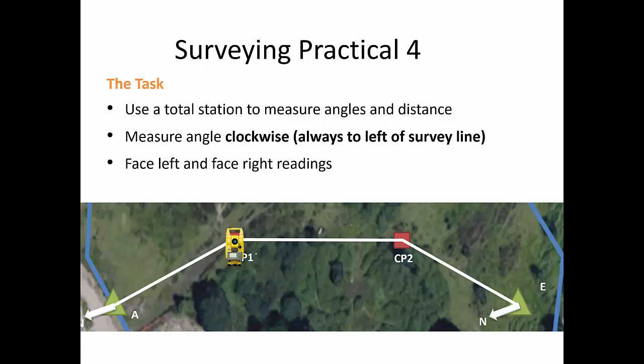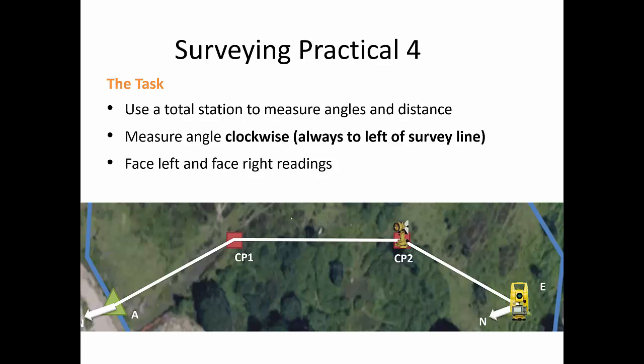Total station moves to control point 1, prism should be at control point 2 and A. And then you need to measure that angle. Again, look at it, it's on the left-hand side. Face left, face right to A, face left, face right to CP2. Move the total station to CP2. Take the angle, face left, face right between CP1 and E.